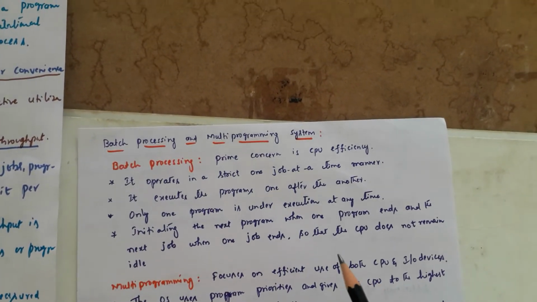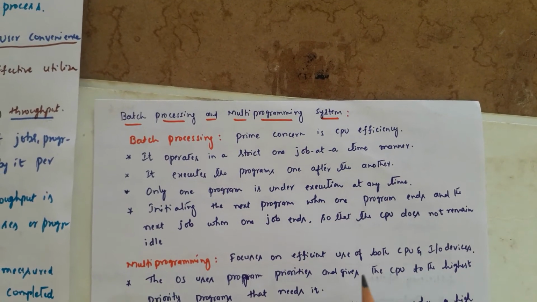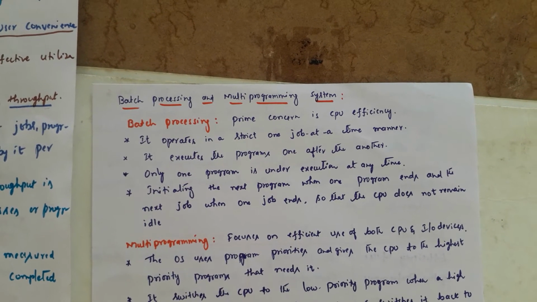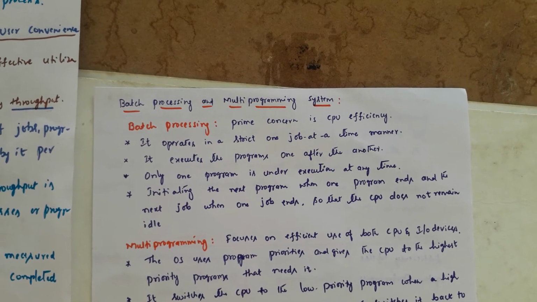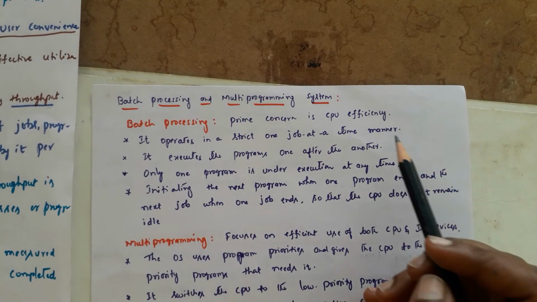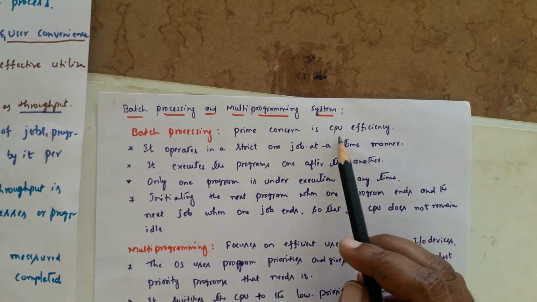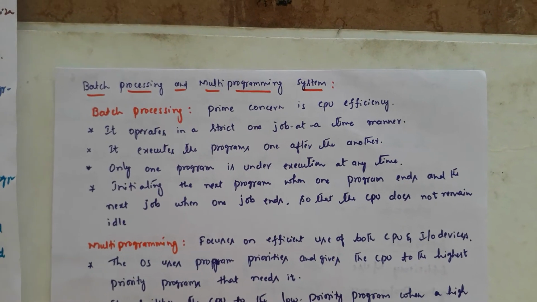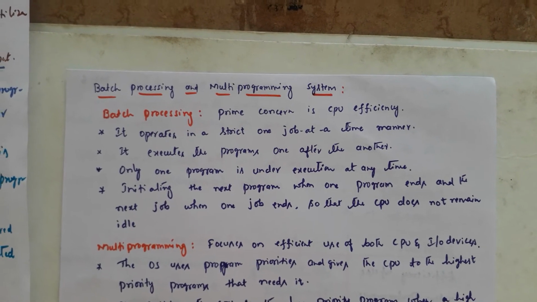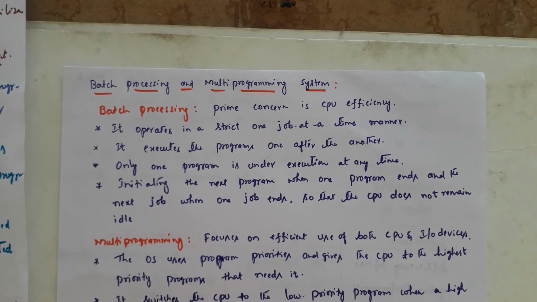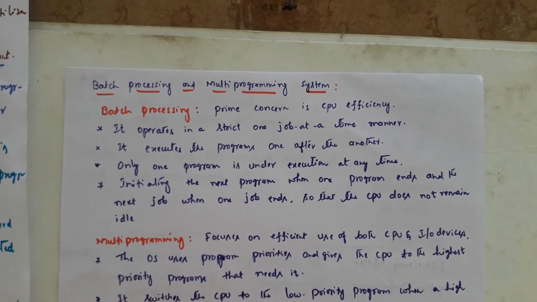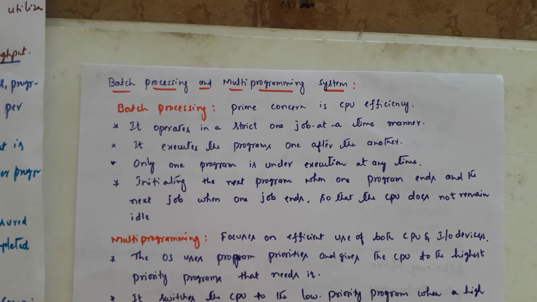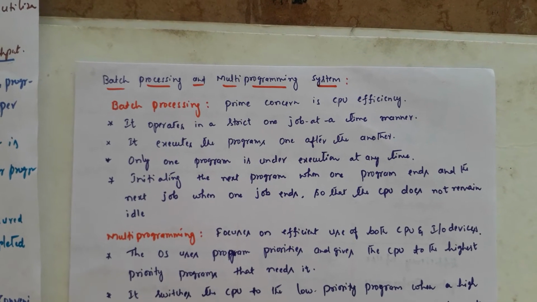First, we will go with batch processing and multi-programming systems. Batch processing is the first type of operating system, which evolved in the 1960s, and the primary concern was CPU efficiency. We were wasting the CPU resource, so we wanted to make it really efficient. That's why we went for batch processing. In batch processing, your CPU is made to work all the time in such a manner that programs are given back to back.